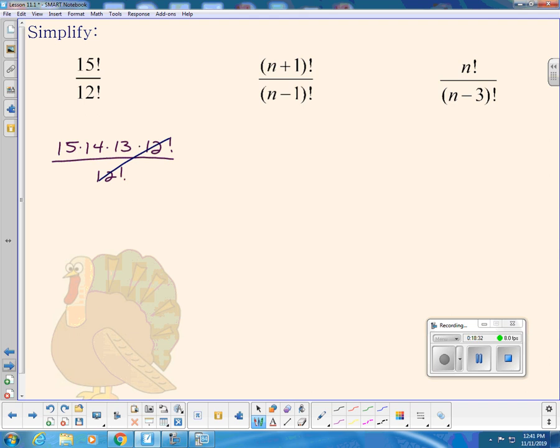How about this guy? n plus 1 times, what's 1 below that? If I take 1 away from that, what do I get? n times, take 1 away from that, n minus 1. We don't know what n is, guys. So if I had n plus 1, and I take 1 away, I'm at n. And if I take 1 away from that, I'm at n minus 1. If I take another 1 away, I'm at n minus 2, and so on, right? But I only have to go down to n minus 1, because that's what's on the bottom. And we cancel. And then if they wanted you to simplify that, you would go ahead and distribute.